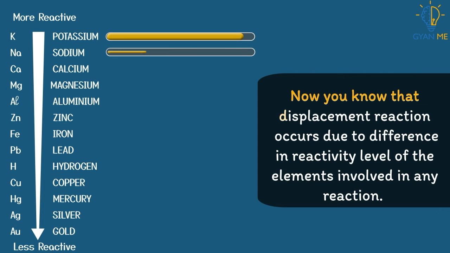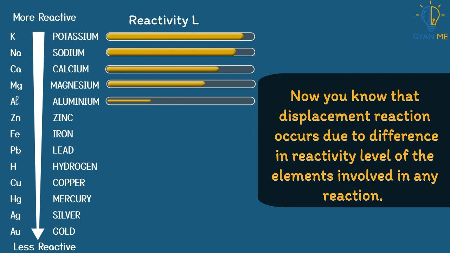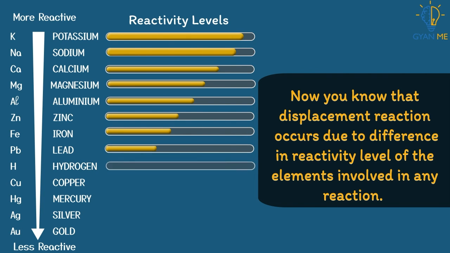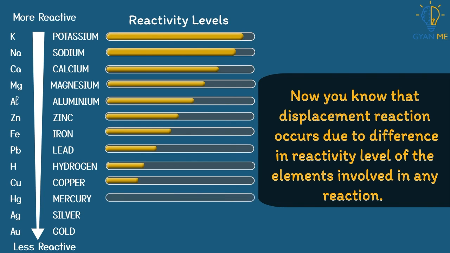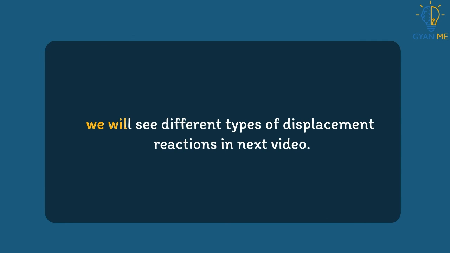Now, you know that displacement reaction occurs due to difference in reactivity level of the elements involved in any reaction, and we find the reactivity level of elements from the reactivity series. We will see different types of displacement reactions in the next video.